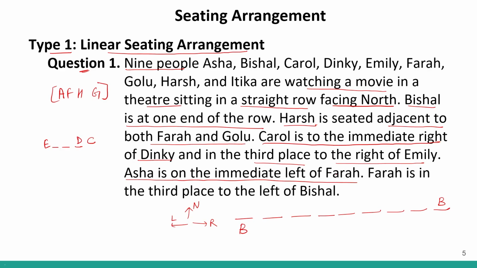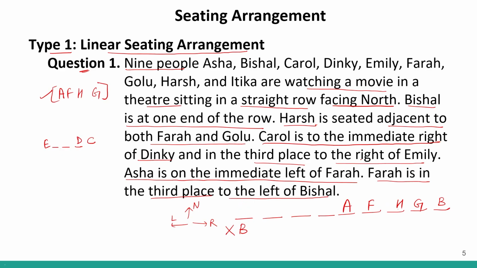Now we are told that Farah is in the third place to the left of Bishal. So if Bishal is over here, do we have a place to the left? No. So this is an incorrect possibility. Third place to the left means 1, 2, 3. Farah will be sitting over here, third place to the left of Bishal. So if F is over here, I will fill in this information: A, F, H and G. Now I can fill in this information also.